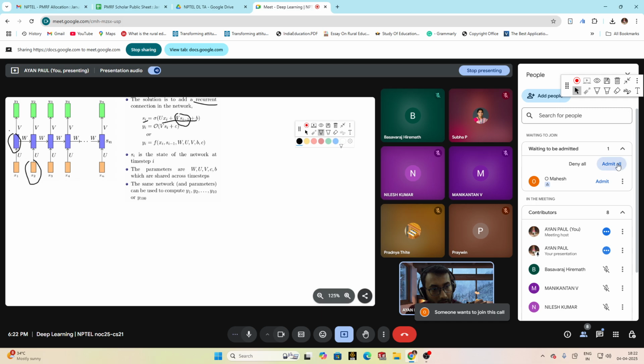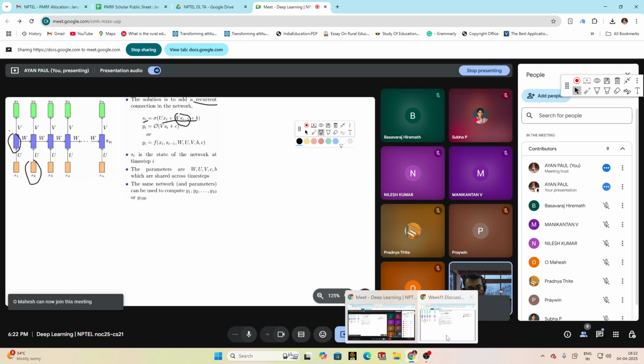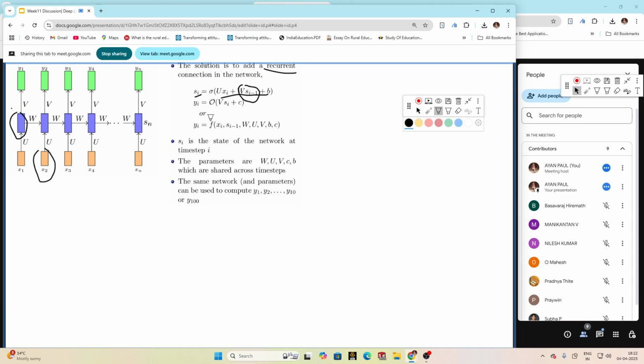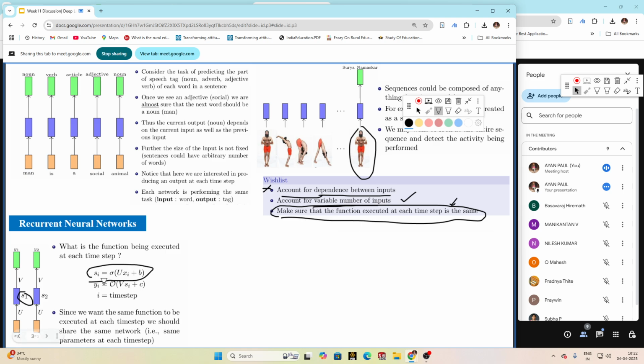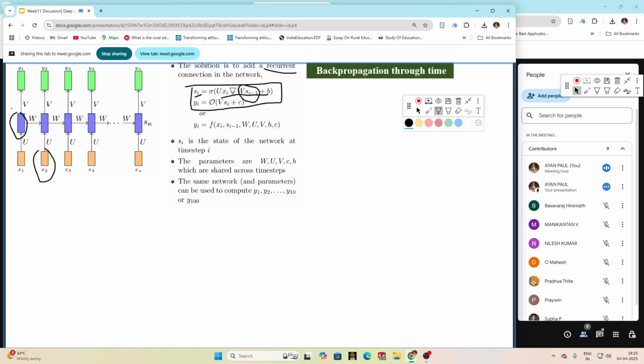Similarly, yi will remain the same, because yi does not take w, so yi will be v into the state information plus the bias. Okay, so this is the formula of the recurrent neural network. The formula I showed previously is the formula of a simple feed forward neural network, but this is the formula of a recurrent neural network. Why? Because this hidden state is taking the information from the previous state. With the inclusion of this term, the feed forward neural network gets converted into a recurrent neural network.